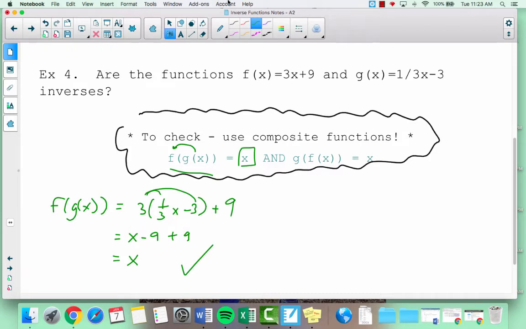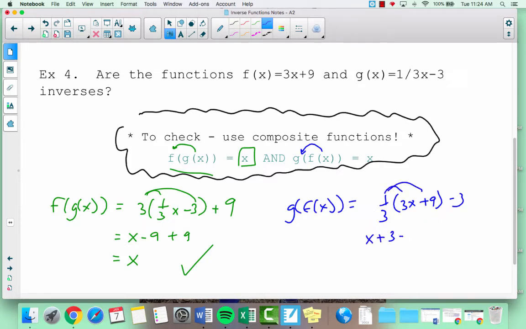Okay, so we've done one. Now we need to do the other. So I'm going to do the g of f of x part now. So remember, we're going to plug f into g. So that would look like this. 1/3 times 3x plus 9, and then minus 3. Again, distributing the 1/3 gets us x plus 3, and then bring down that negative 3. And the 3's will cancel, which will also leave us with an x.